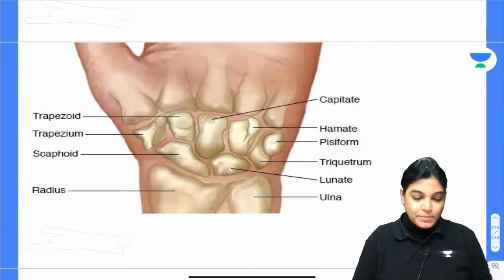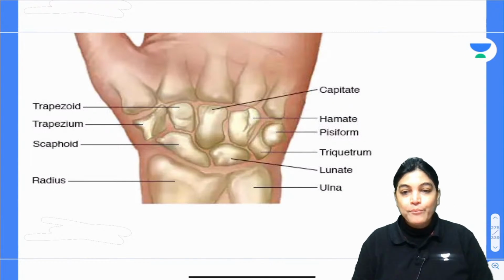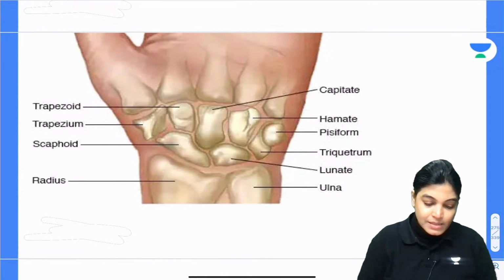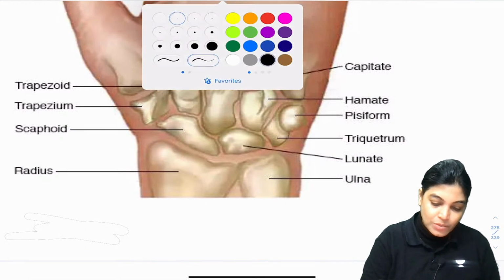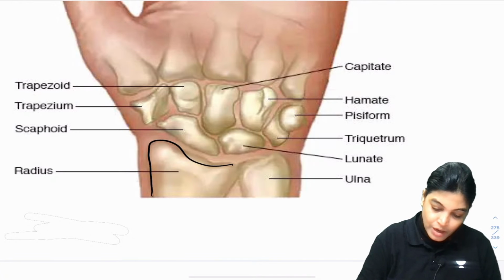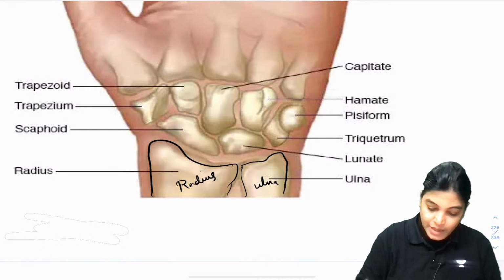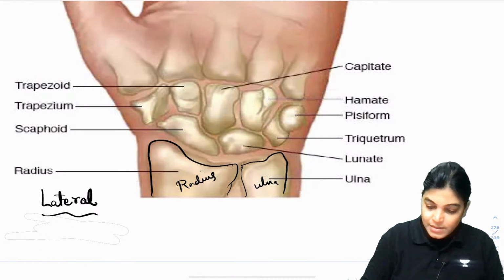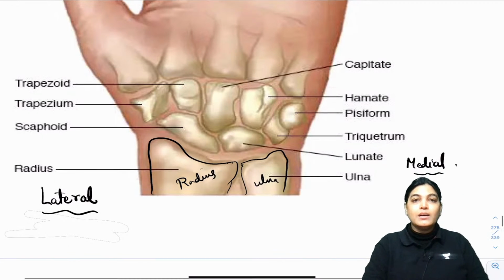Okay, so let's see this image. Let me slightly enlarge this so that you can understand correctly. When we are talking about the bones, this is the lower end of the forearm bones, that is the radius and the ulnar bone. Now, this is the lateral side and this is the medial side.